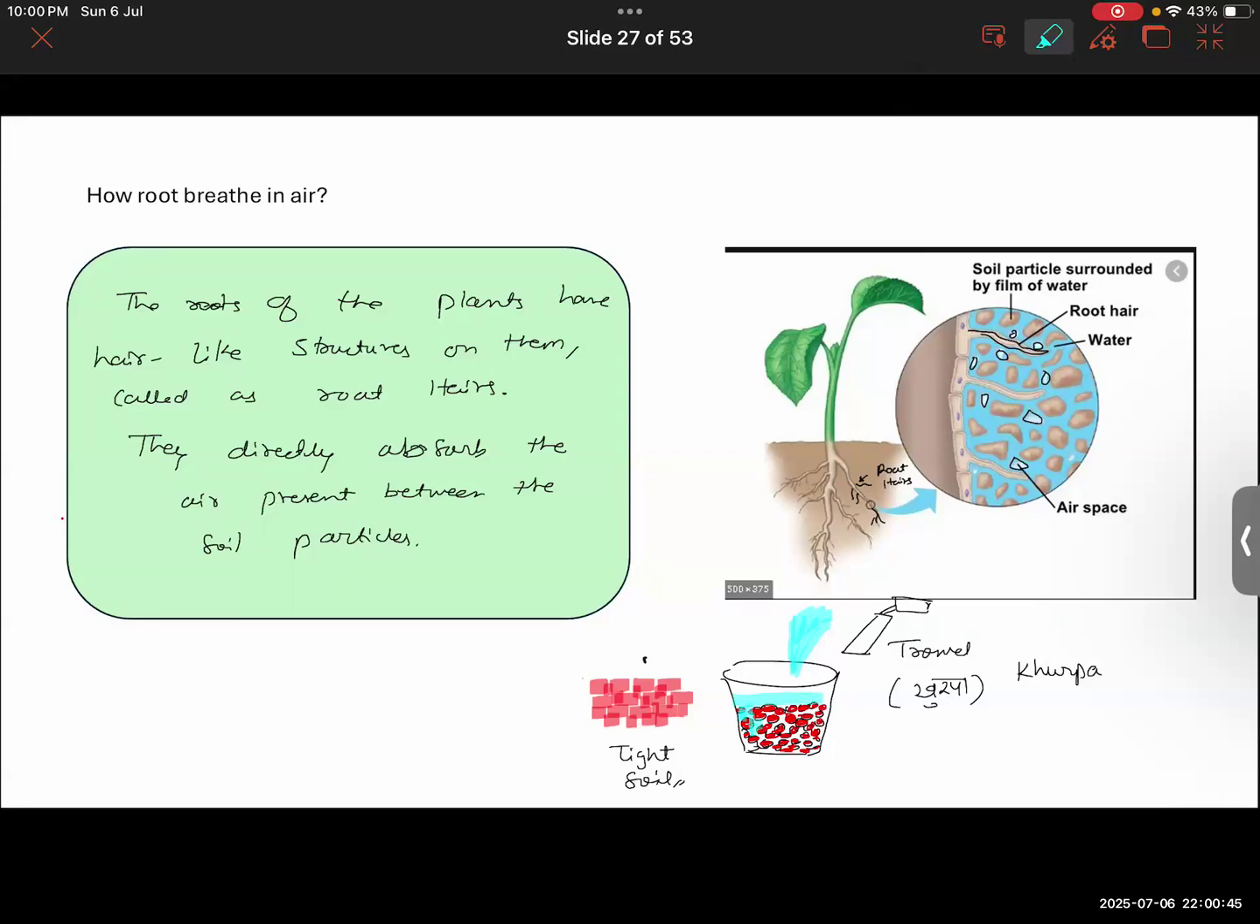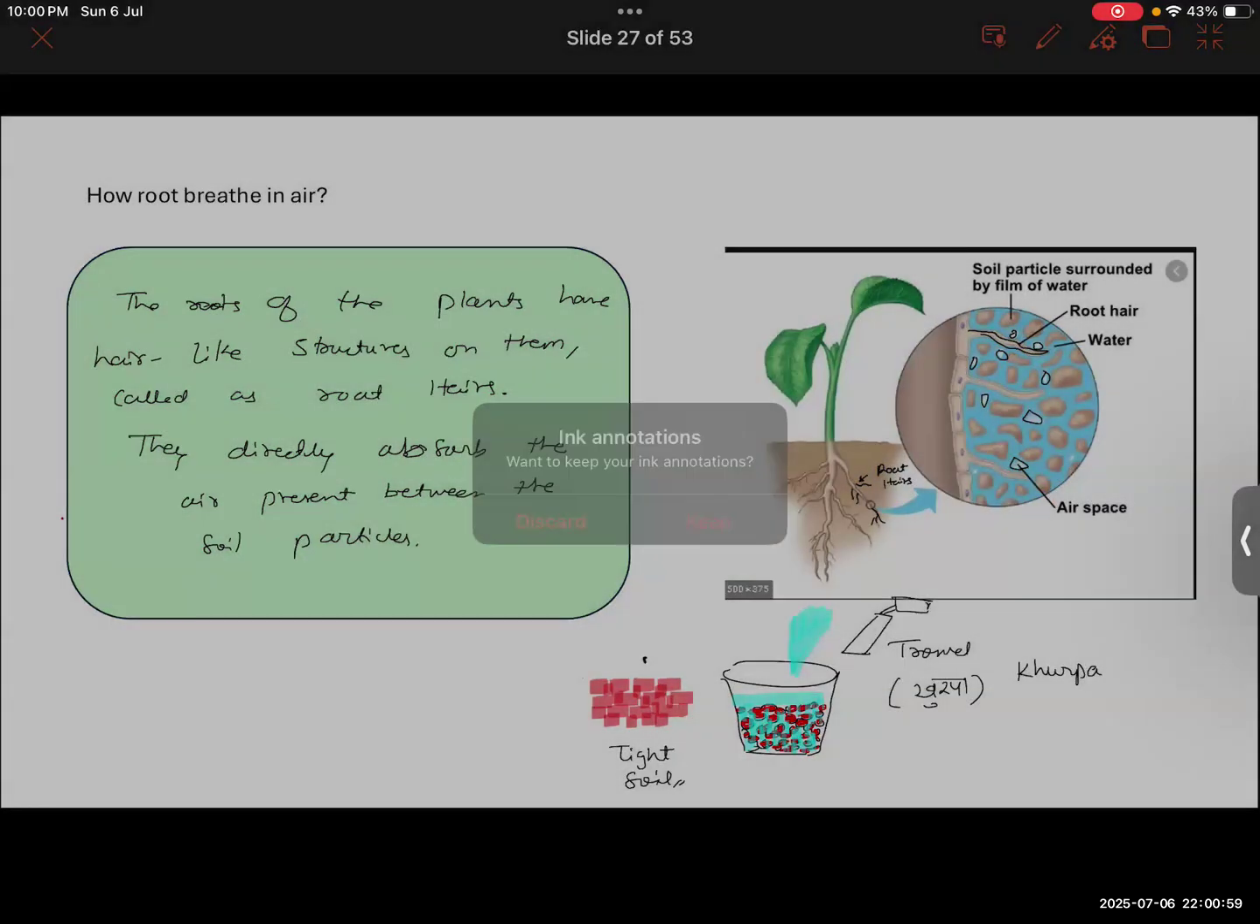See how the water is entering into these empty spaces. See where I'm drawing now. Earlier there were air spaces between the soil particles. Now, due to overwatering, water has entered there. So basically, what will happen? All the air will be pushed out of it now.